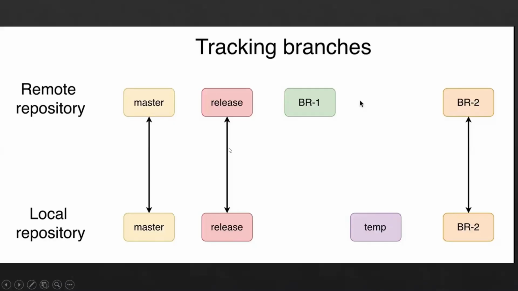This branch has a special name: tracking branches. So master is also a tracking branch. BR2 is also a tracking branch, but BR1 is not a tracking branch because it is only present on the remote repository. If I want to do this in a local repository, firstly I will use the command git fetch, and then secondly I use the git checkout command.